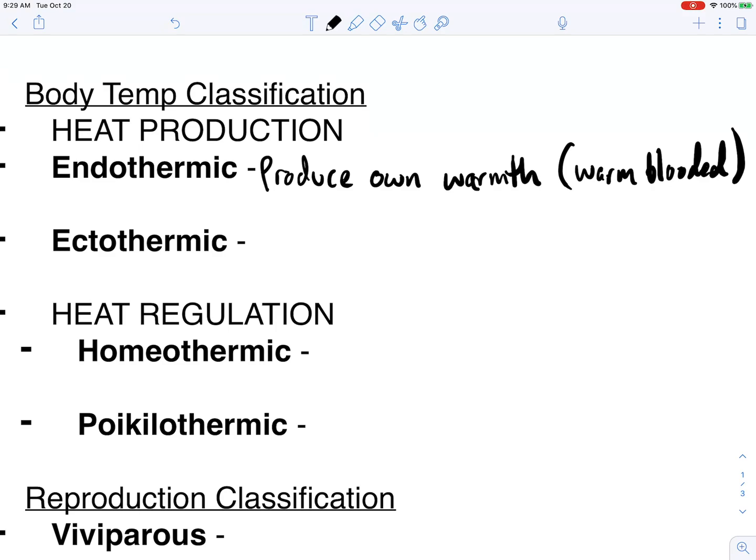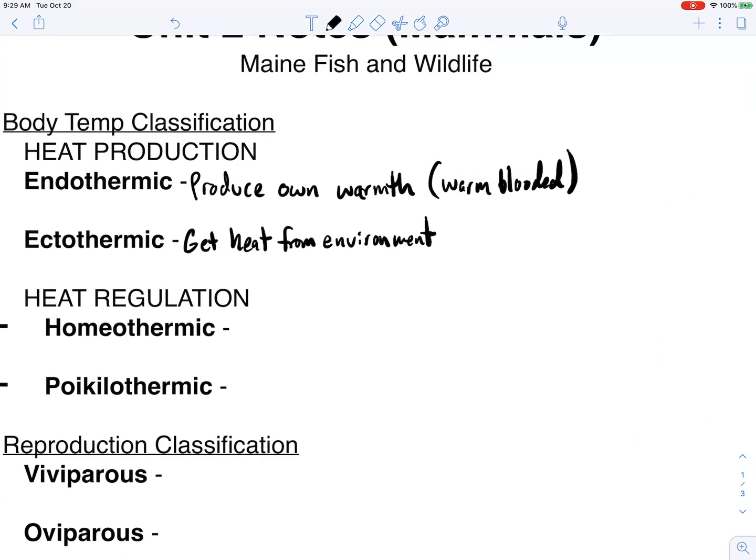Now, the opposite is true if we're talking heat production. If you're unable to produce your own body heat, meaning you get your heat from the environment, then you are hence cold-blooded. You are ectothermic. So we'll say we get heat from the environment. Snakes and other reptiles are classic examples of that. When it is 80 degrees outside, a snake's body temperature is 80 degrees. And conversely, when it's 40 degrees outside, their body temperature is 40 degrees. They're unable to produce that level of body warmth that we mammals are.